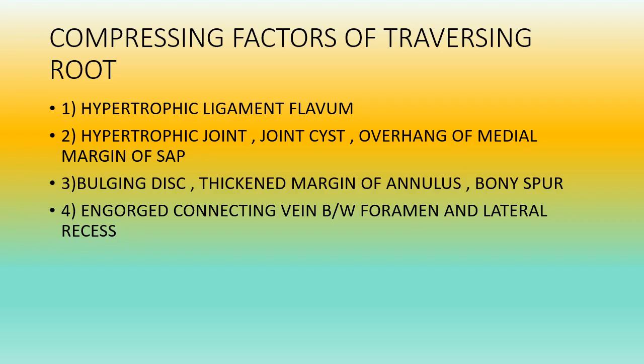Then there are compressing factors from all around: anterior, posterior, lateral. It may be a hypertrophic ligament, hypertrophic facet, facet joint cyst, overhang of the medial margin of the SAP, then a bulging disc, and all of that you already know.